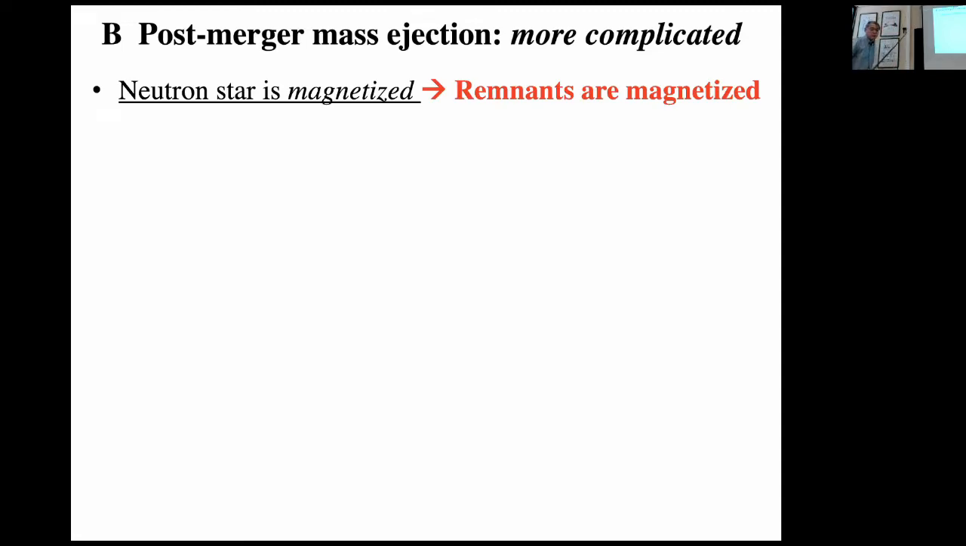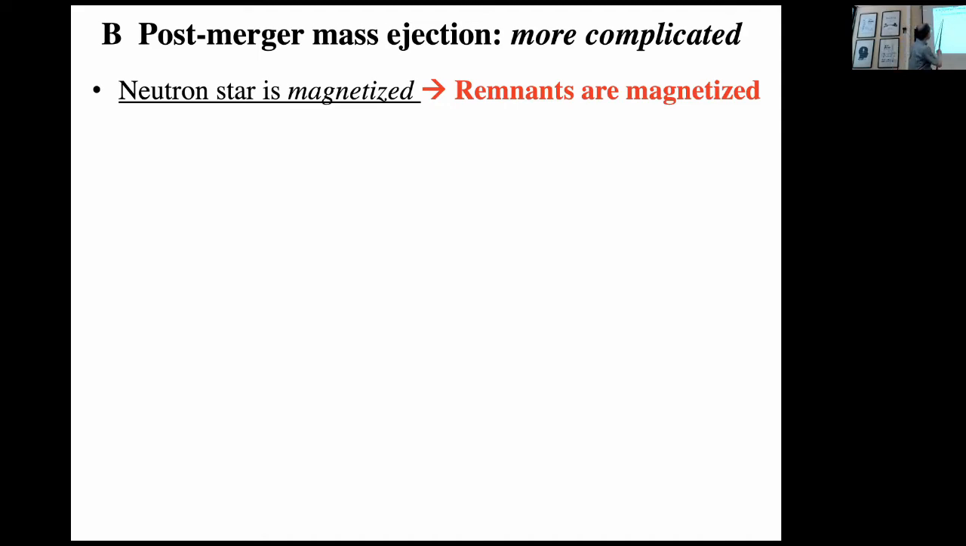And we have the other mass ejection channel, which is post-merger mass ejection. This is much more complicated. For studying the dynamical mass ejection, we just perform a collision, then mass ejection. It's easy. But post-merger mass ejection proceeds over about 1 second, and the physics is much more complicated.